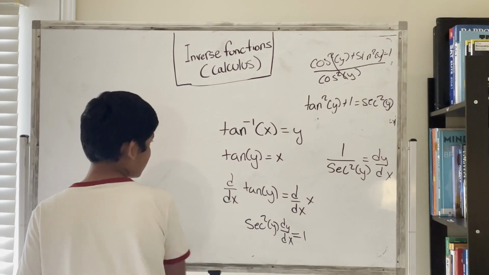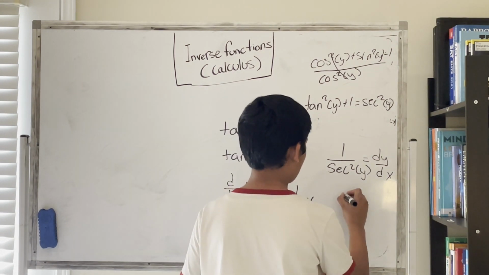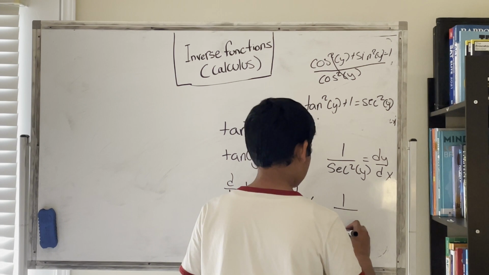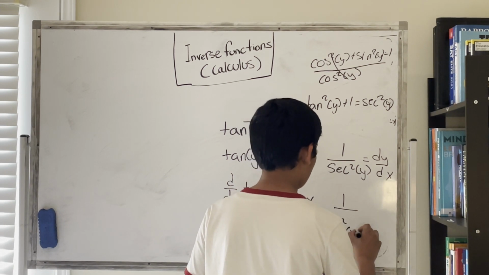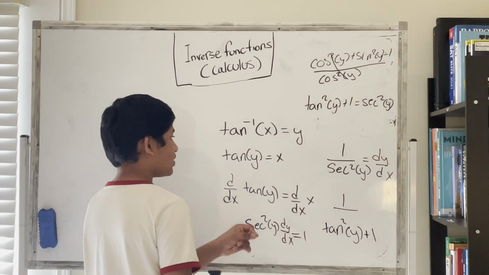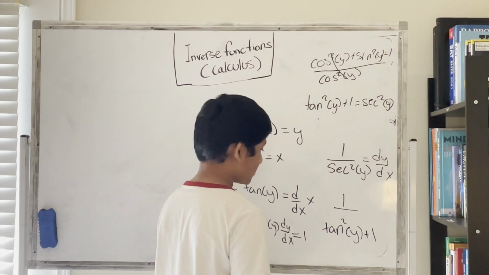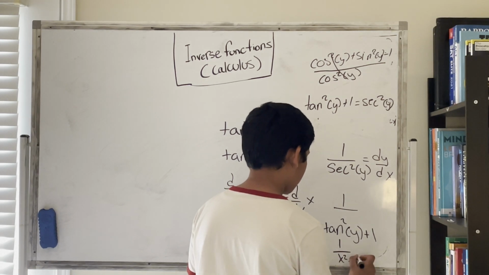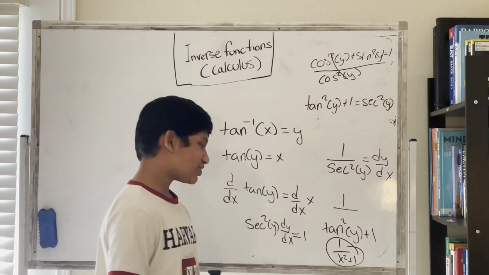Okay, so we can use this and just replace it over here. So we'll get 1 over tangent squared of y plus 1. Now we know that tangent of y is equal to x, so tangent squared must be x squared. So we'll get 1 over x squared plus 1. Now, you might be wondering, where's the square root?